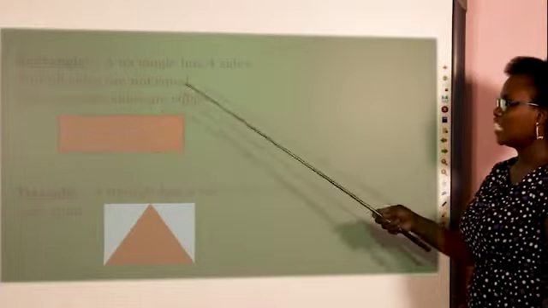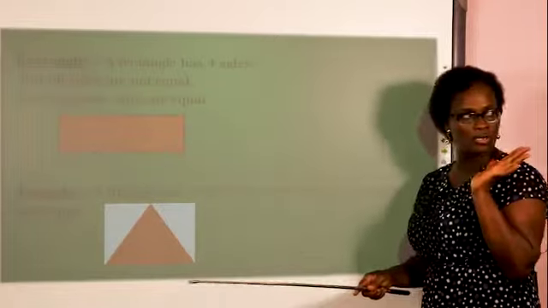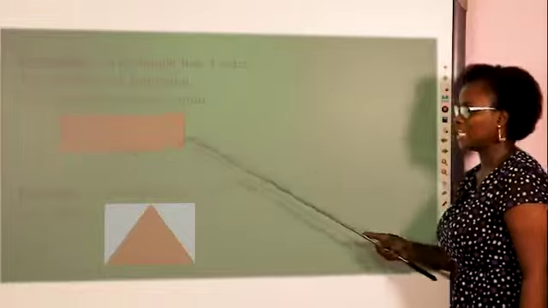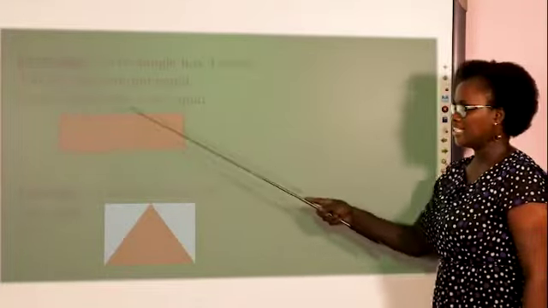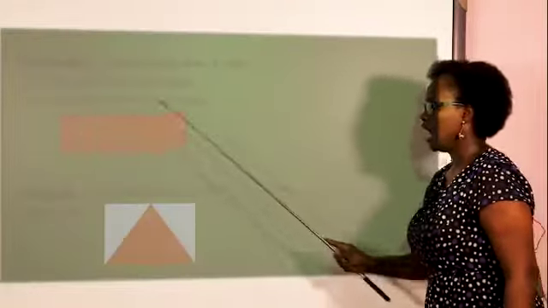Rectangle. A rectangle has 4 sides, but all sides are not equal. Can you see? The longer part, 2 longer parts, and 2 shorter parts. Only opposite sides are equal. This is the opposite side. They are both equal. And the next opposite side too are equal.